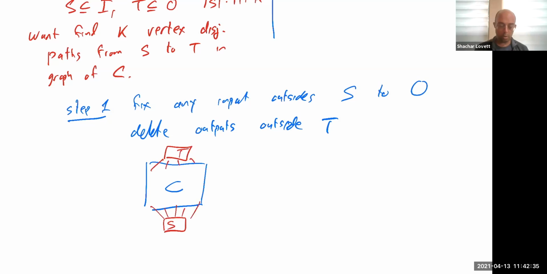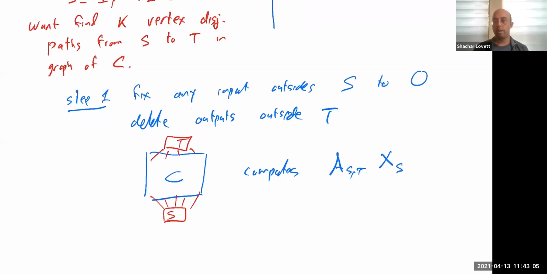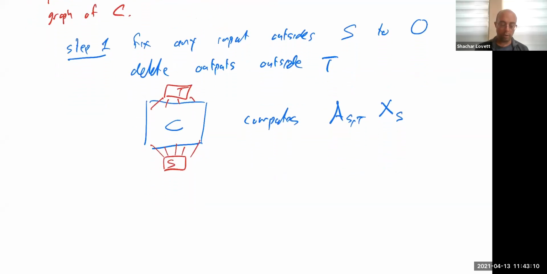And what does this compute? Well, this computes A_{S,T} times X. It's actually X on the coordinates in S. So just by fixing all the inputs outside S to 0 and deleting all the outputs outside T, we just compute the multiplication by this matrix A_{S,T}. And now let's ask, how can we hope to find K vertex disjoint paths between S and T? To do that, we're going to use a theorem from graph theory called Menger's theorem.